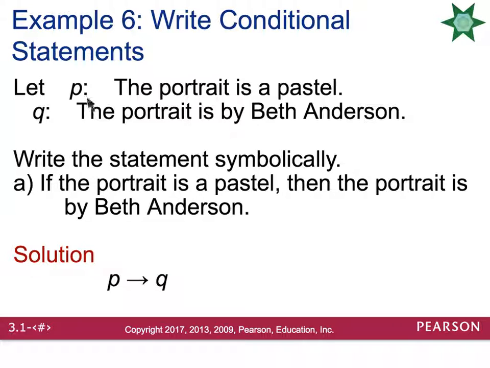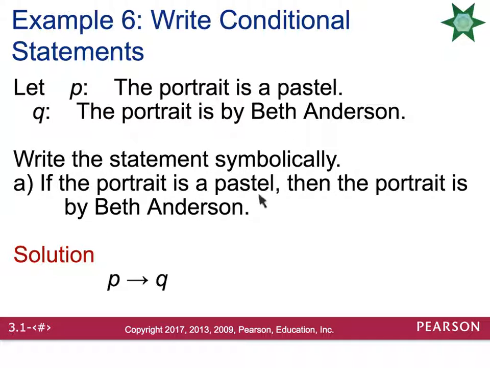Okay, so let's look at an example. Let's say P represents the portrait is a pastel, and Q is the portrait is by Beth Anderson. So let's write a word statement using symbolic logic. If this portrait is a pastel, then the portrait is by Beth Anderson. Okay, so that would be if-then. So if the portrait is a pastel is P, then the portrait is by Beth Anderson, Q. So it would just be P arrow Q as our solution there. Notice there's a comma there. That's usually the way we write this if we have an if-then, that we say if this, comma, then.